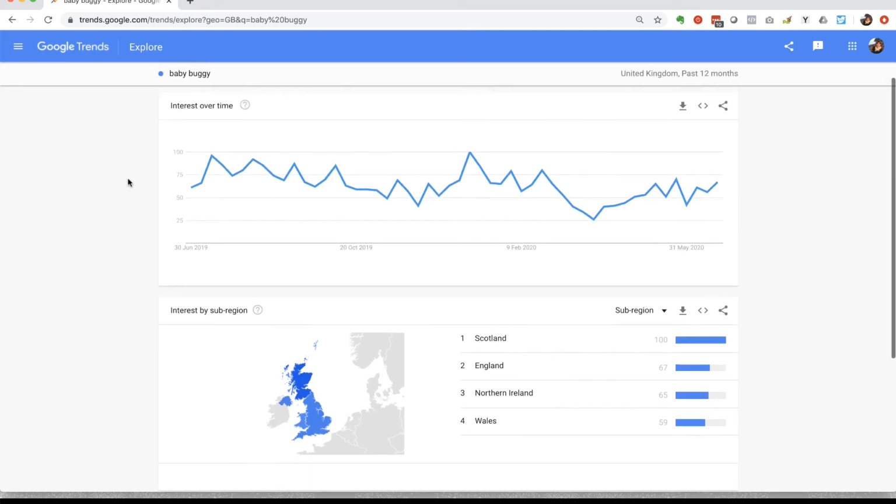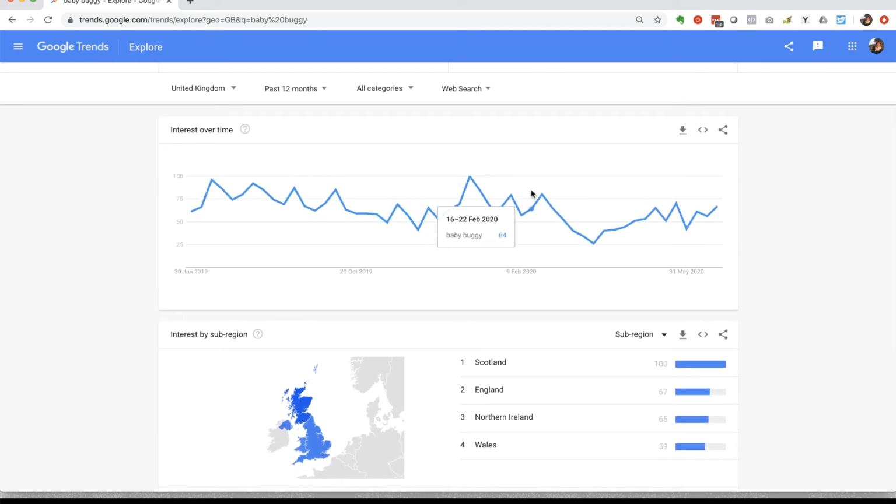So this is how searches for the term baby buggy have trended over the last 12 months. So you can see there's a big dip here, which is probably around the time that the country went into lockdown because of the coronavirus. People weren't shopping so much. A big peak maybe at the start of the year. People are spending after Christmas, starting the new year.